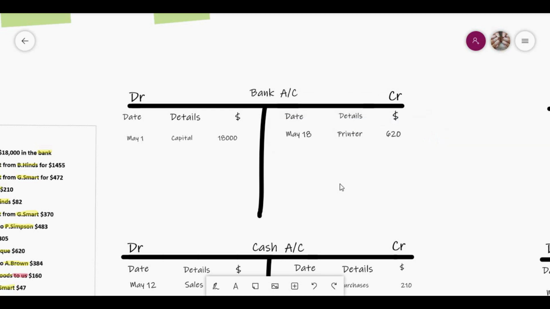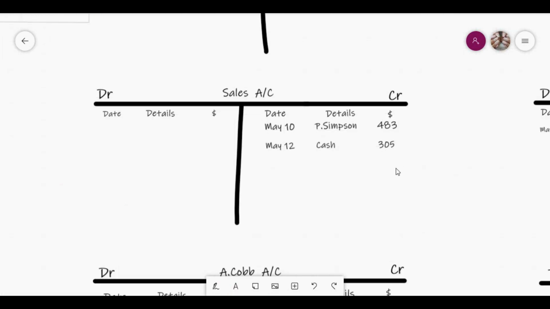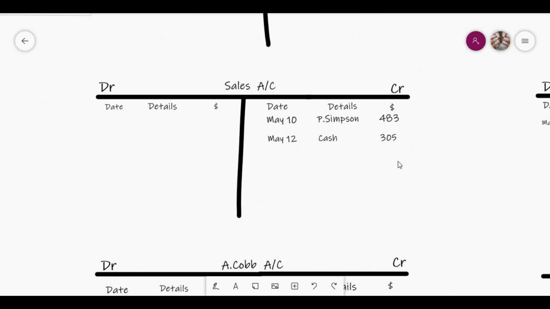On May 22nd, sold goods on credit to A. Brown in the amount $384. This will affect A. Brown's account and the sales account. Sales is always credited.